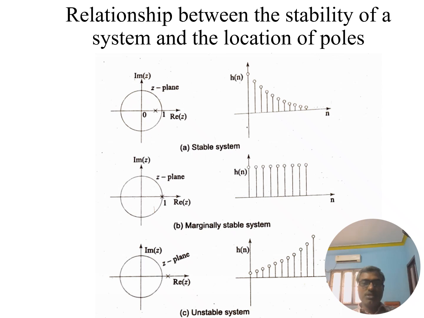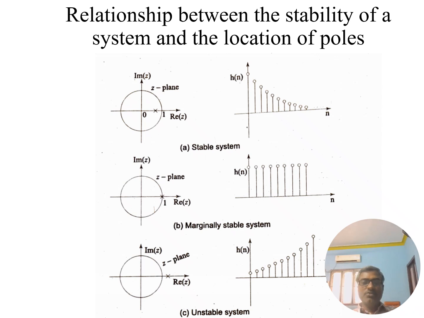Figure A shows the stable system, where the cross mark represents the location of the pole. The pole of the first system lies inside the unit Z circle, so the system is said to have bounded input and bounded output. So the system is said to be a BIBO stable system. When you see the second system, the cross mark exactly lies on the boundary of the unit Z circle. That means the pole lies on the boundary of the unit Z circle, so the system is said to be marginally stable.